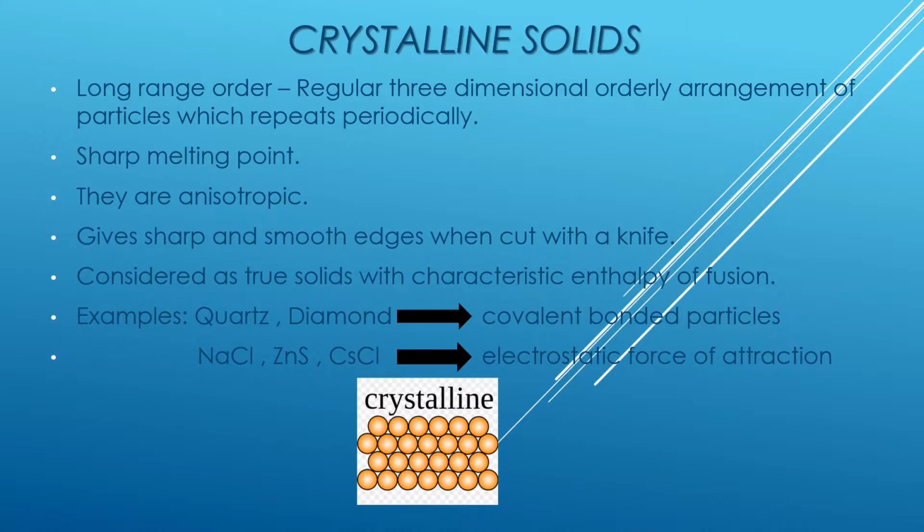You can see they are closely packed, and that means they have more intermolecular forces between them. So they are solid and incompressible, and they have a sharp melting point. They are anisotropic and give sharp and smooth edges when cut with a knife. Please make sure all the points are important. Everything is important in this topic.